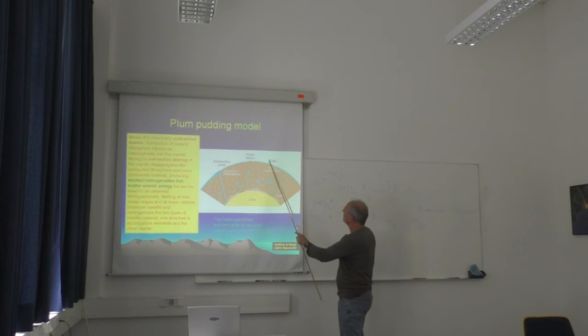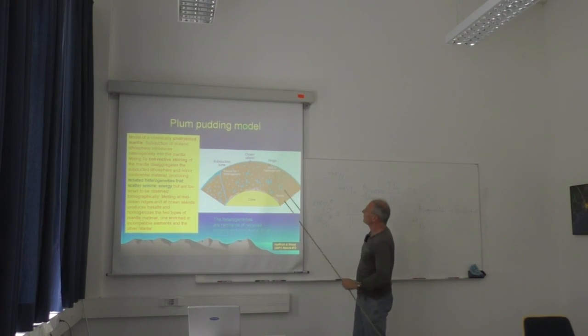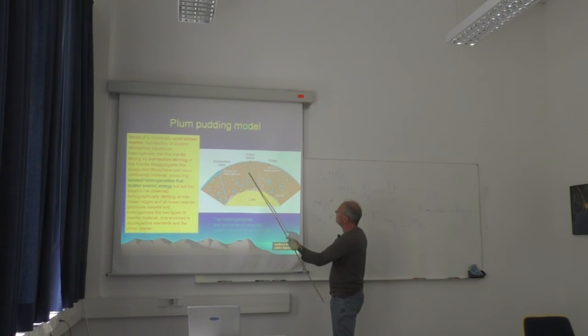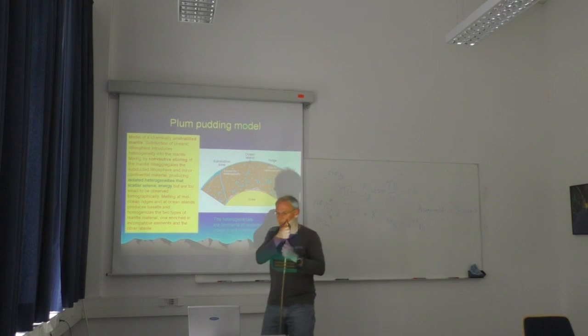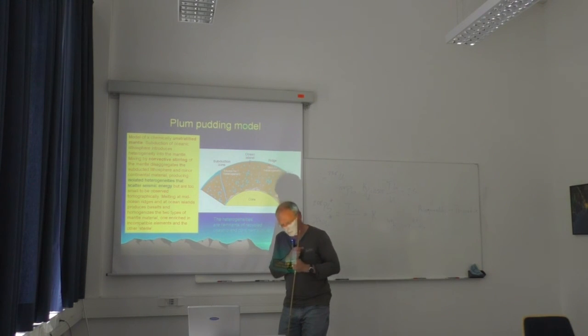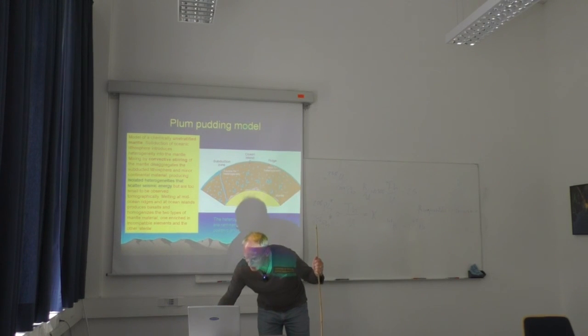Here are the mid-ocean ridges. The heterogeneities disappear here, more or less. The material is well mixed. And ocean islands could tap depleted or non-depleted or also enriched material. This is the last model.